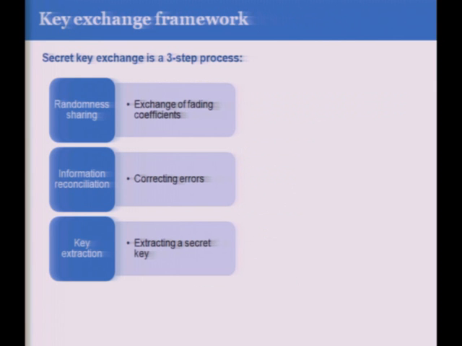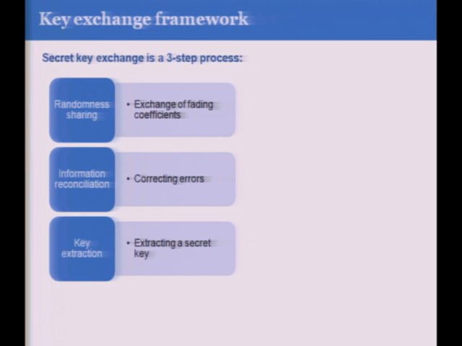Okay, so with that, now let me start going into details of the kind of framework that we have and kind of assumptions that we make in this work. So this whole key exchange process is a three-step process. The first step is randomness sharing. Second step is information reconciliation and key extraction. Randomness sharing is the phase where two nodes A and B exchange these fading coefficients or this randomness between themselves.